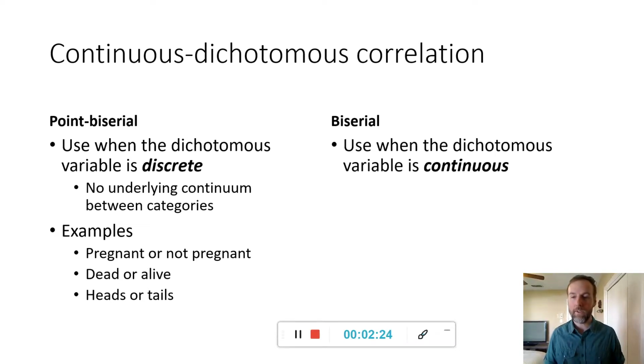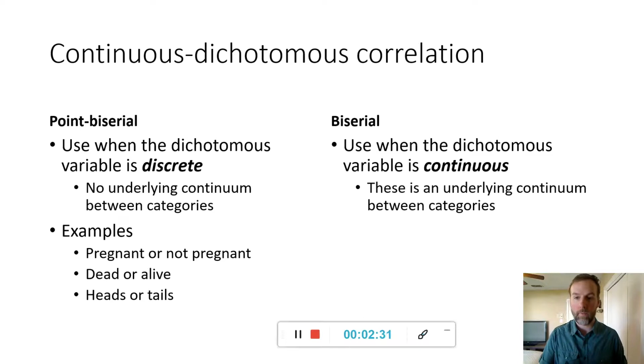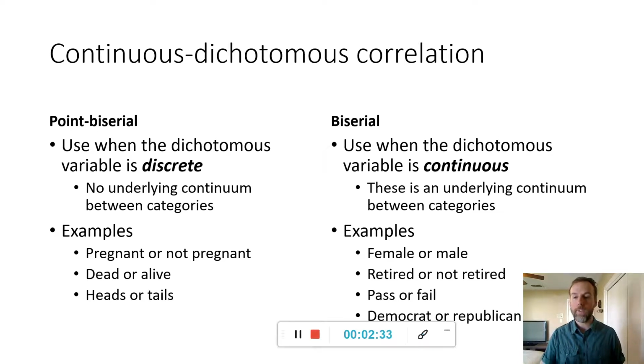A biserial correlation, in contrast, is used when there is an underlying continuum between your dichotomous variables. Examples here are female or male, and that is a continuum, whether you're talking about sexual organs, hormones. If you're intersex, you're somewhere in the middle of this continuum, so there is an underlying continuum to that dichotomous variable. Are you retired or not retired? So some people may be retired from full-time work but still pursue part-time work. So they fall in the middle.